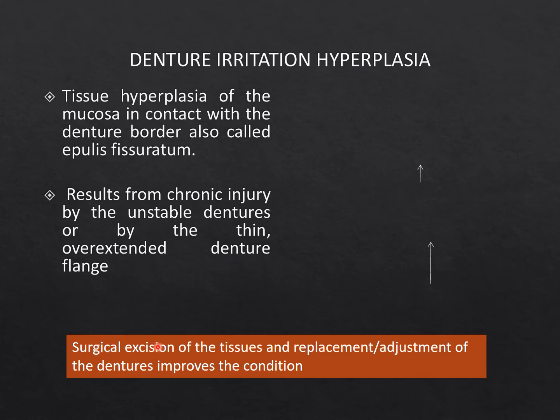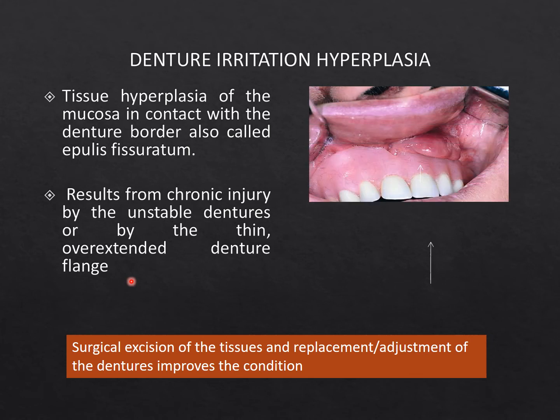And again, the patient has to discontinue wearing the dentures. The hyperplasia has to be surgically excised, and then you give new dentures to the patient. So this is how an epulis fissuratum is seen due to an overextended labial flange of a maxillary denture. So the denture flange needs to be shortened. We can give a tissue conditioner with the denture.